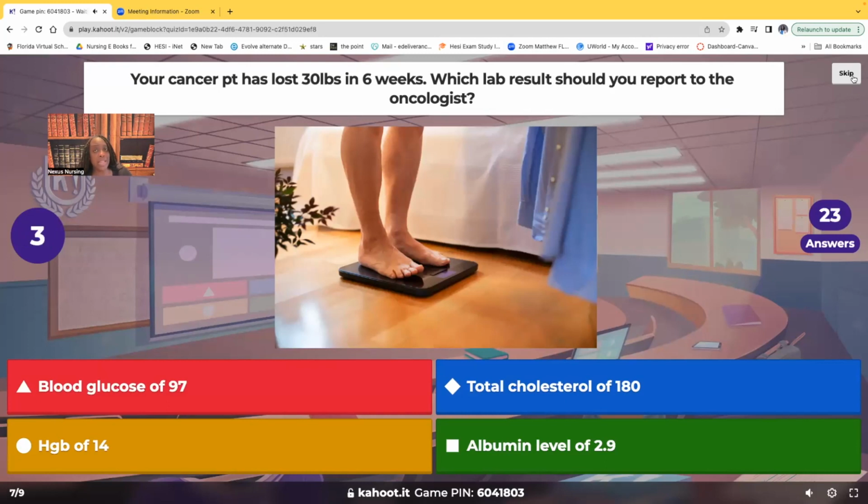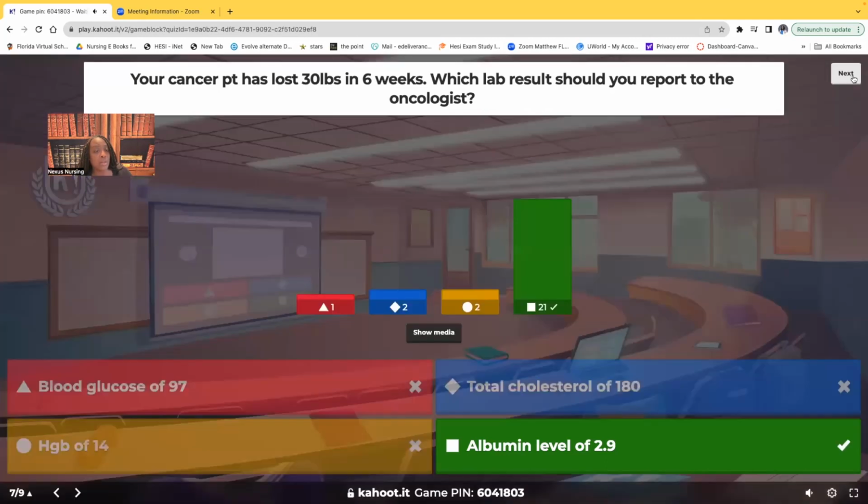Someone asked, do platelets and WBCs correlate? Like if one goes up, the other goes down? No.